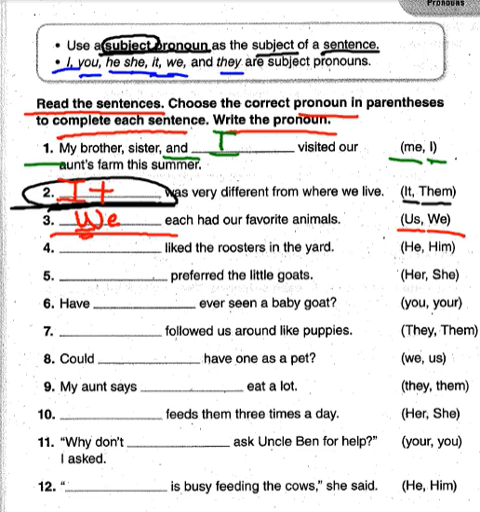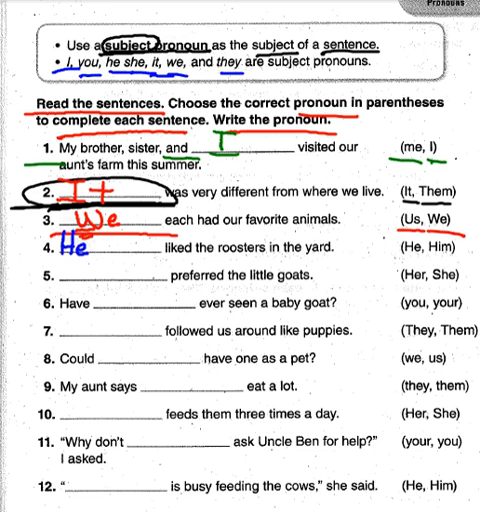All right? I'm going to try one more together. Number 4. Blank like the roosters in the yard. Again, could it be he like the roosters in the yard? Or him like the roosters in the yard? I'll give you a few seconds to put that one in. If you said the word he, you are correct.